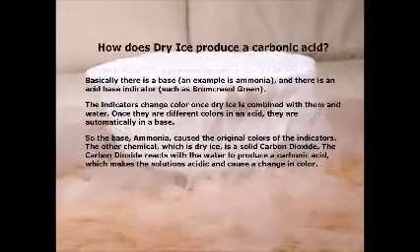How does dry ice produce carbonic acid? There is a base such as ammonia, and then there is an acid-base indicator such as brom crystal green, which changes color once dry ice is combined with them in water. Once there are different colors in an acid, they are automatically in a base, so the base ammonia causes the original colors in the indicators. The other chemical, dry ice, is solid carbon dioxide. The carbon dioxide reacts with the water and produces carbonic acid, which makes the solution acidic and causes a change in color.